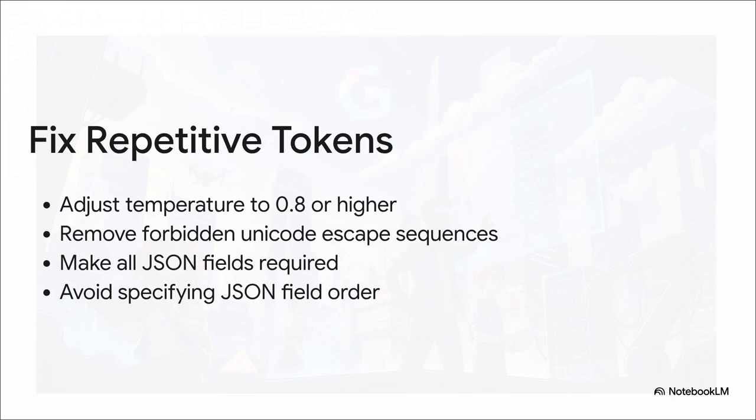Another really common production issue is the model getting stuck and repeating tokens, like endlessly printing hyphens or new lines over and over. If you see this, you need to tweak your parameters. Bumping the temperature, which is the setting that controls the model's randomness and creativity, to 0.8 or higher often breaks that repetitive loop. Also, check your prompts for forbidden Unicode escape sequences. And when asking for JSON, make sure all fields are required but explicitly avoid dictating the exact sequential order they must appear in, as that can sometimes really confuse the generation process.